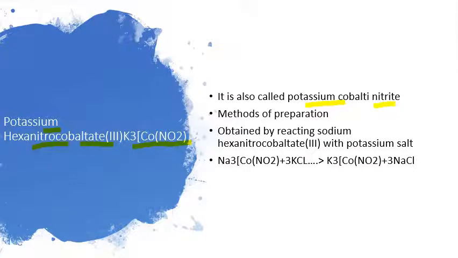If we see the method of preparation, it is prepared from sodium hexanitrocobaltate with a potassium salt, that is potassium chloride. So it can easily be prepared from the sodium complex. The sodium is easily released and sodium chloride is formed, and we have the complex potassium hexanitrocobaltate, or cobaltinitrite.